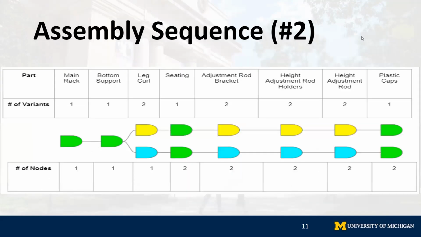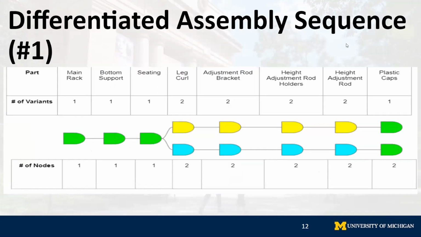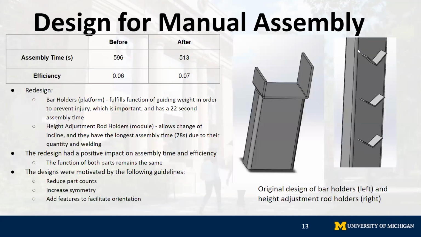This is our assembly sequence 2, corresponding to the second fishbone diagram. You can see that seating is the same for both, yet it occurs after differentiation, and this is bad, and we would like to eliminate that, which is why in assembly sequence 1, it is differentiated later on, putting the seating before it splits into the two different branches, which is what we want.